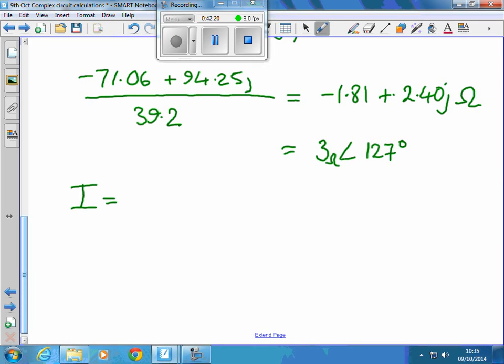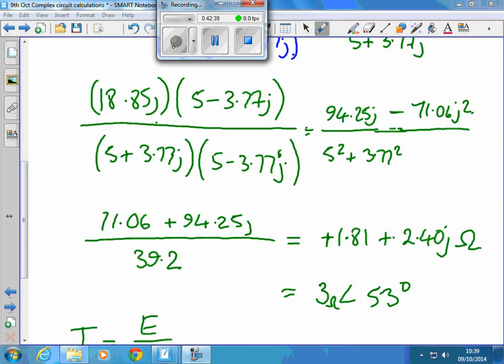So now we're looking for our current. E divided by Z. Do that in complex form and find out what the current is in this circuit. For the benefit of the video, we've gone wrong up here. That was a positive sign in here. This is negative 71, meaning when it comes down here as positive, we end up with plus 1.81 plus 2.40J. That angle is 53 degrees.